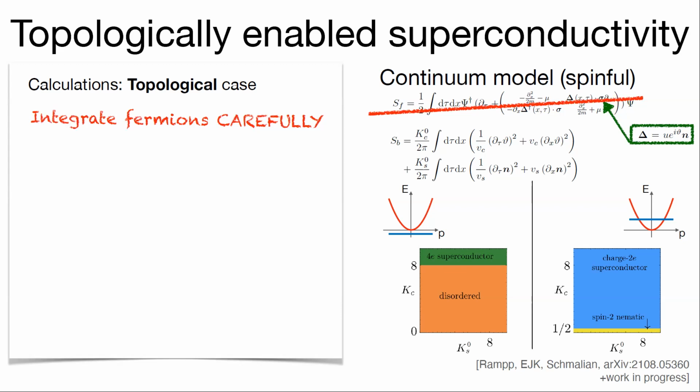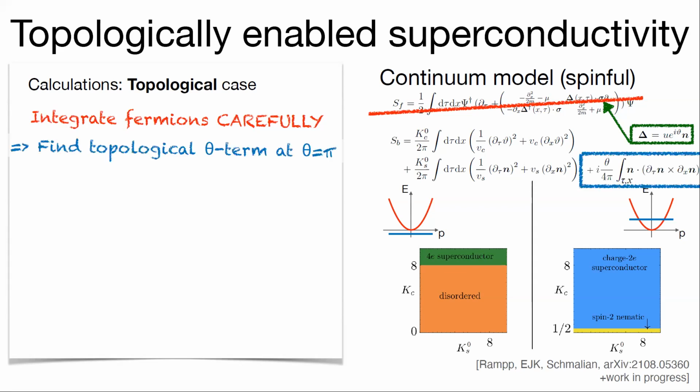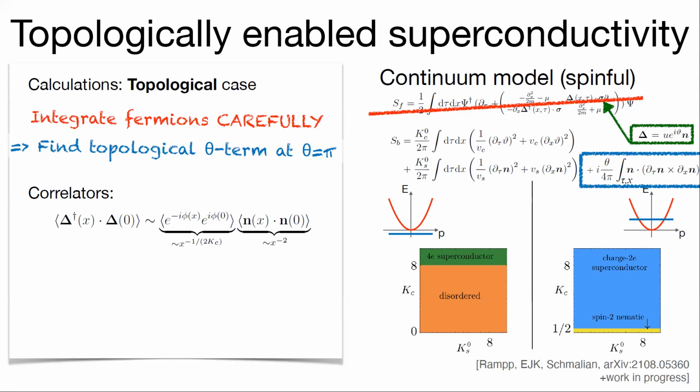Okay, so here Pierre has already guessed the answer. When you integrate out the fermions, you have to be a bit careful. What you actually get, and I'm explaining why also, is a theta term for this spin part of the action. This theta term is at theta equals pi, which is the same that happens in a half-integer spin chain, let's say an antiferromagnetic spin one-half chain. What you end up with is this Hamiltonian with a theta term. This theta term actually gives a Berry phase to topological space-time configurations of the Cooper pair spin and leads ultimately to the fact that correlators of n are algebraic. As a consequence, the correlator of the Cooper pairs, so the off-diagonal long-range order, is algebraic here, and you do have a 2e superconductor.